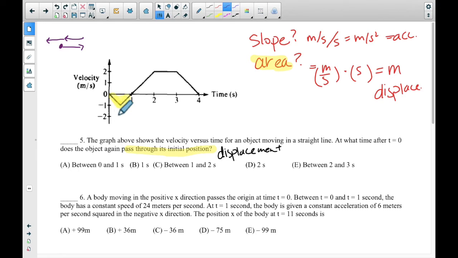It's accelerating in the negative direction, and it's accelerating in the positive direction. So we haven't talked about that. But what we have talked about is area. So this area tells us how far it has been displaced.